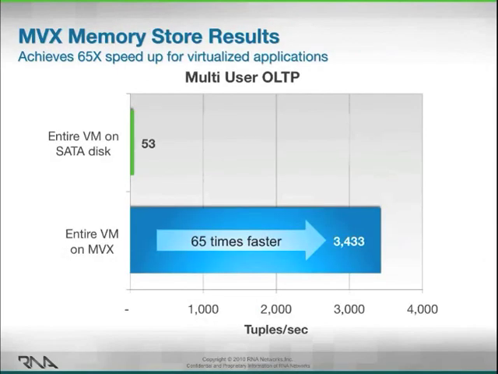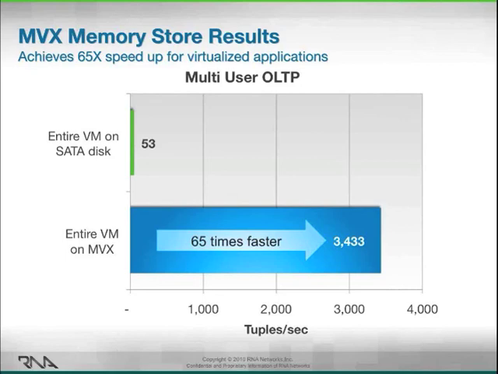And as a last example of the memory store scenario, this is an example of creating a complete environment for an application entirely in the memory cloud. In this case, it's actually SQL Server. It's running the OSDB test, and in this case, these are the results for the multi-user OLTP test. On SATA disk inside of a VM, you're getting about 53 tuples per second throughput.